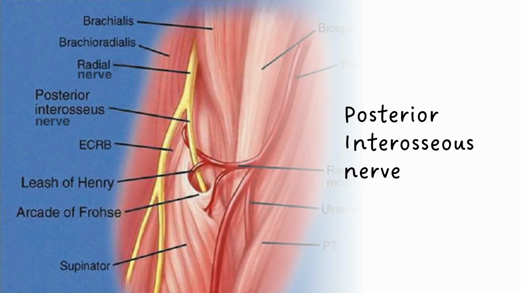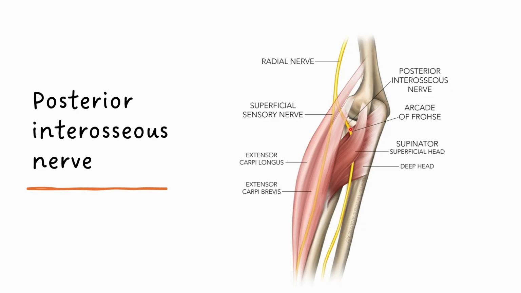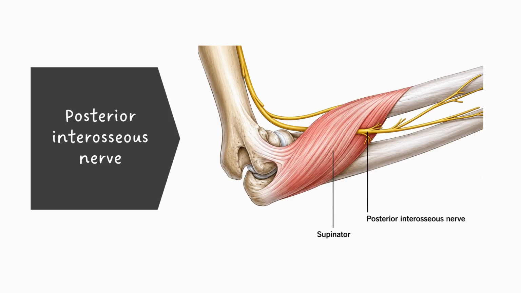Now let's study the course and branches of the posterior interosseous nerve, which is the deep branch of radial nerve. The deep branch, also called the posterior interosseous nerve, in the cubital fossa supplies two muscles. One is the extensor carpi radialis brevis and the other is the supinator muscle. After supplying these two muscles, it passes through the substance of the supinator and enters the posterior compartment of the forearm.